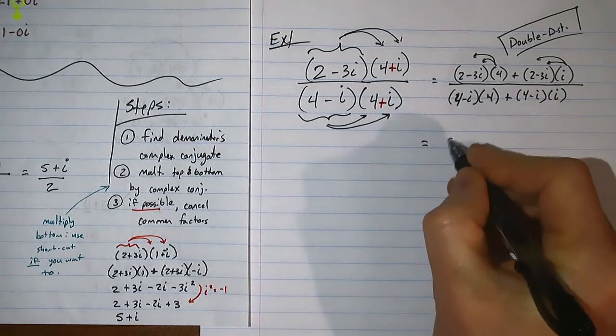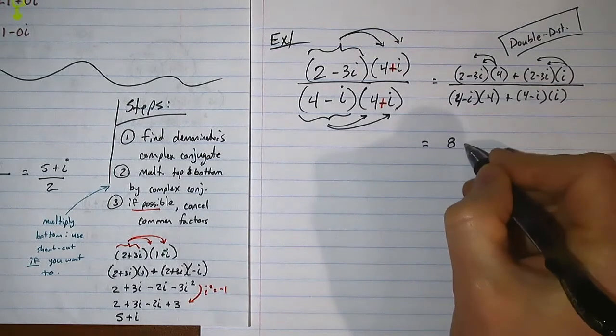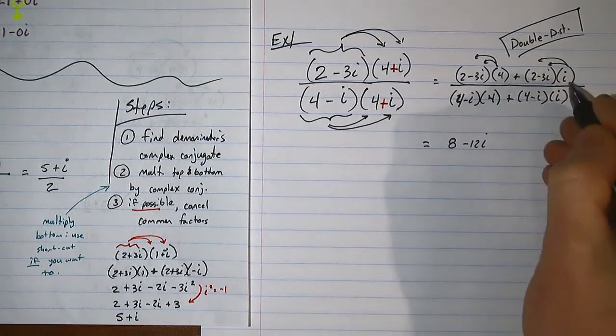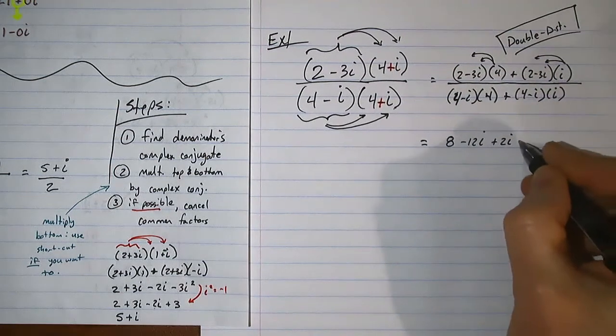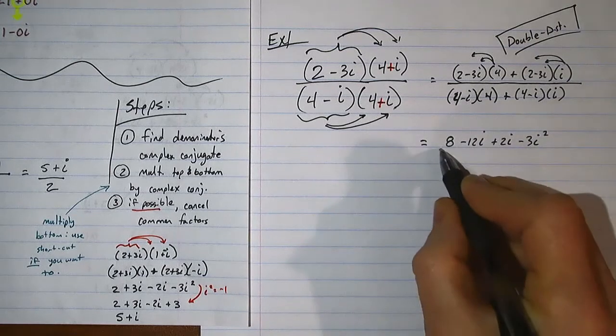So 4 times 2 gives me 8. 4 times negative 3i is a negative 12i. i times 2 is a positive 2i. And i times negative 3 is a negative 3i squared.